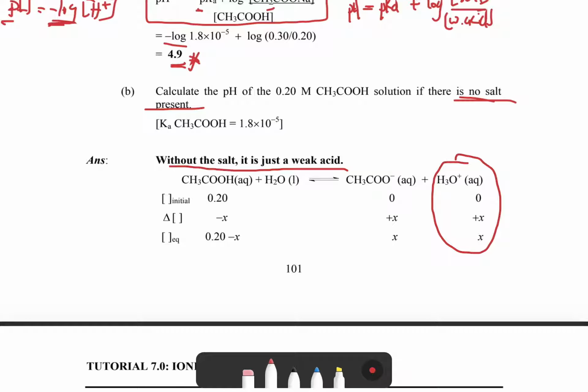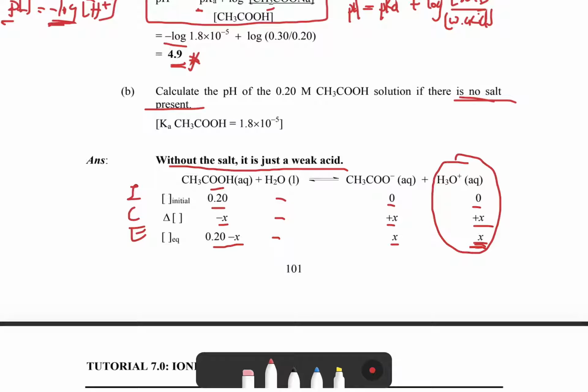So we use ice table. So initially the concentrations of ethanoic acid is 0.2. So ini kasih dash. And the ion dia 0, 0. Changes, we don't know the changes. So cuma negative X, positive X, positive X. And at equilibrium, concentrations of the weak acid is 0.2 minus X. Concentrations of the ethanoate ion, X. Concentrations of hydronium ion is X. So ini yang penting, concentrations of hydronium ion.